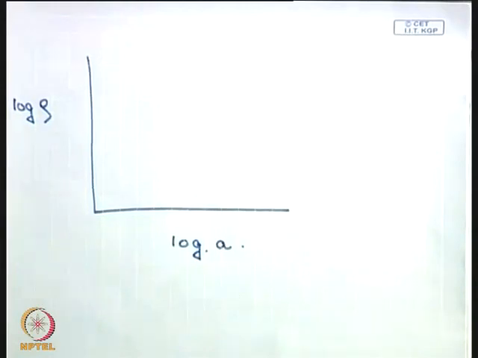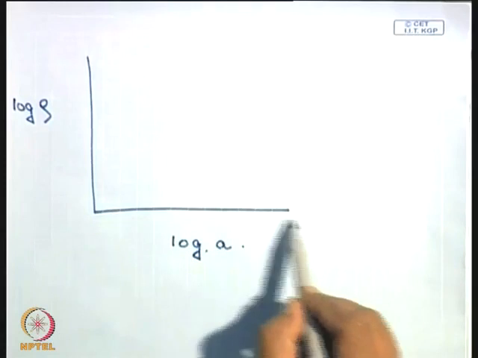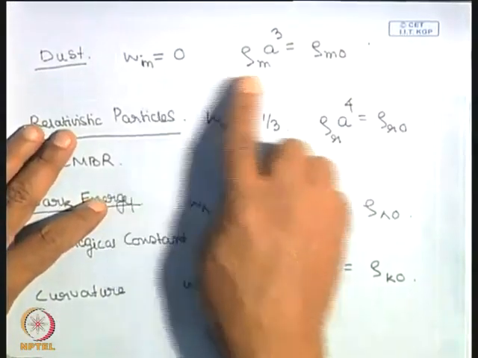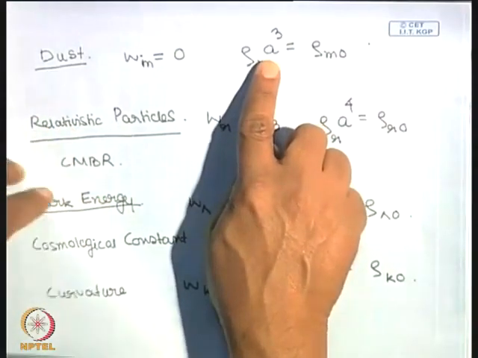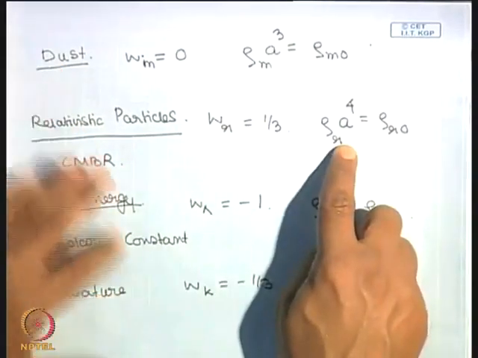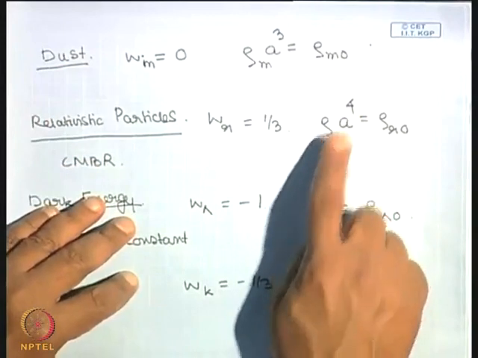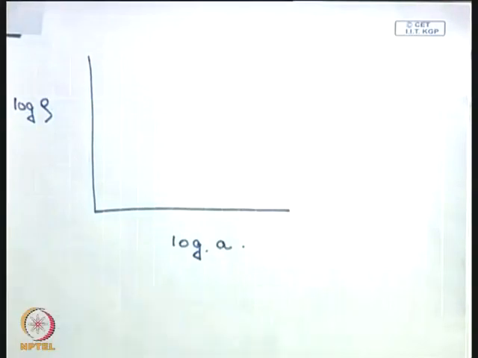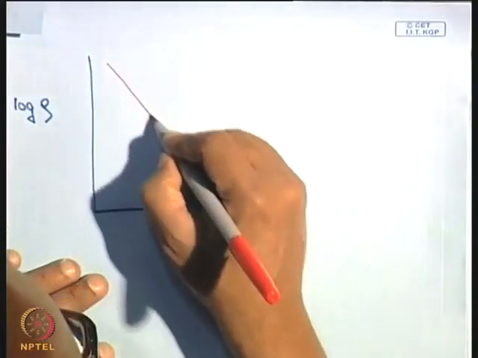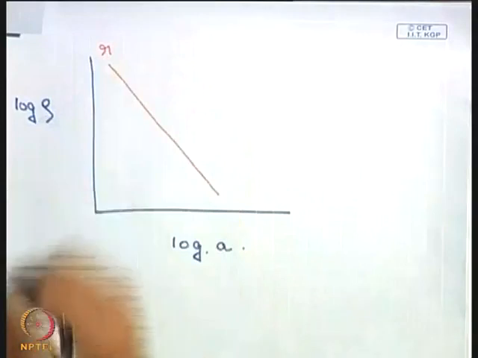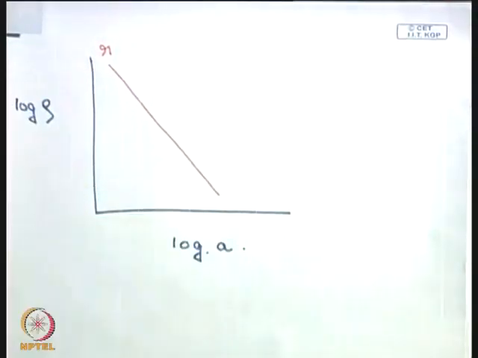So as the universe expands, you are going to a larger and larger scale factor, and the density is going to fall. For dust, for ordinary matter, the density will fall as a to the power 3. For relativistic particles like the CMBR, the density will fall as a to the power 4. So this is going to fall the steepest of all the components. Of all the components, the contribution from the relativistic particles will fall the steepest. This is relativistic particles R, and it will have a slope of minus 4 on the log plot.